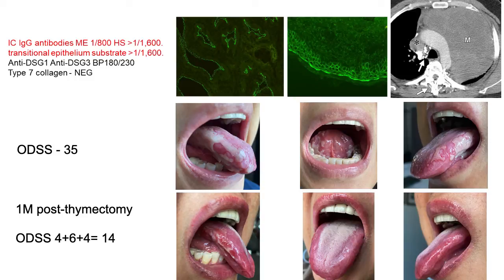And you can see here her ODSS score pre-removal was 35, and 1 month after her thymectomy, I saw her just last week, so much better despite a lower dose of prednisolone. We'd started her on prednisolone as soon as she became worse, and now she was down to 10 milligrams a day, and you can see her mouth is so much better having removed that tumour. So bear in mind, when things aren't exactly as you expect them to be, hunt for an underlying trigger, such as a tumour.